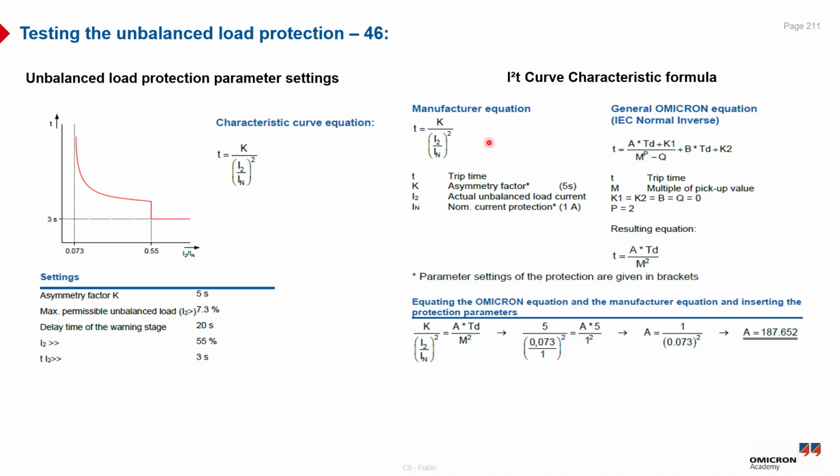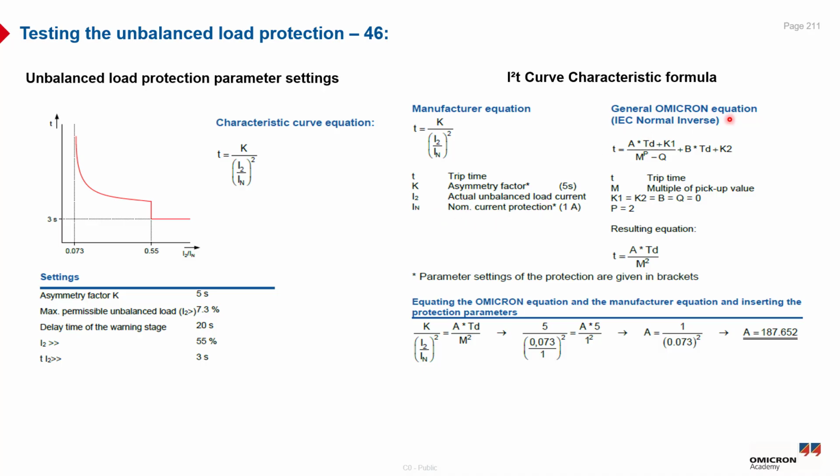So here is the manufacturer equation as we explained. The trip time equals K divided by (I2 over IN) all to the power of 2, where T is the trip time, K is the asymmetry factor, which equals 5 seconds in our parameter setting, I2 is the actual unbalanced load current, and IN is the nominal current of the protection.